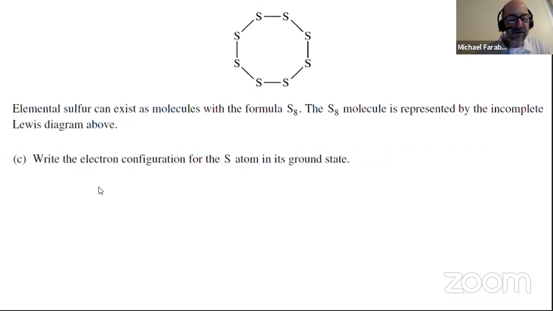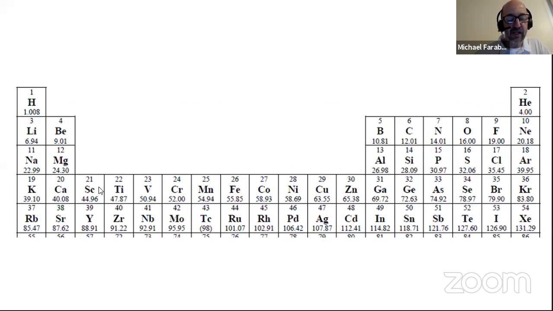All right, moving on to part C. Write the electron configuration for the sulfur atom in its ground state. Let me remind you about electron configurations. We have hydrogen and helium, and that's 1s. So if I was just going to write the electron configuration for helium, it'd be 1s2.